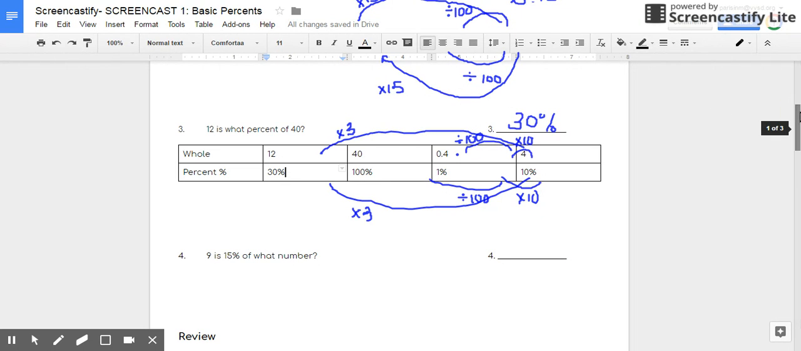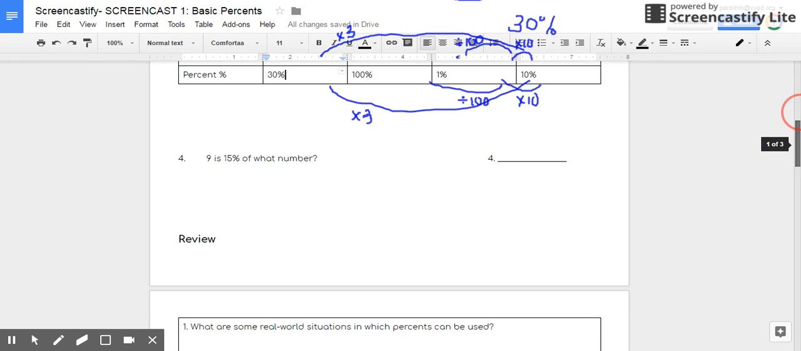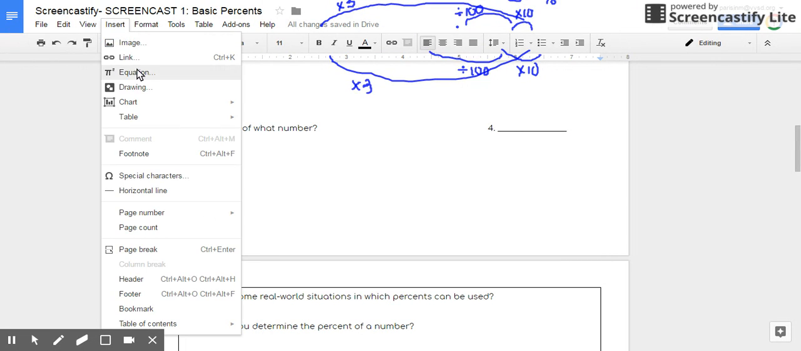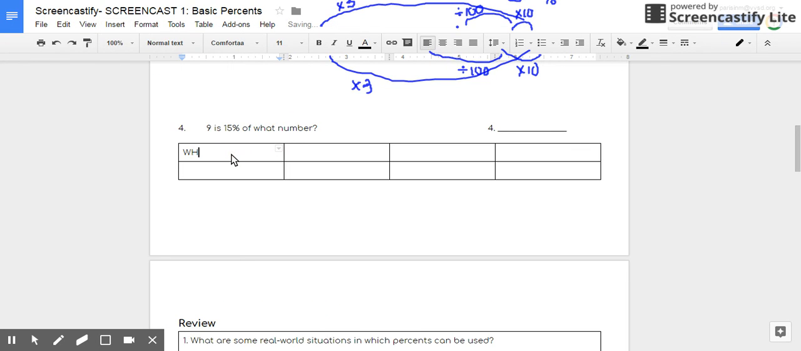Now in question number 4, it is asking 9 is 15% of what number? So again, I'm going to set up our table to try and set up equivalent ratios. My numerator is still going to be the whole. My denominator is still going to be the percent. This time we know that 9 is 15%. So I can type in 9 is 15%. We are trying to find what number, so we are trying to find the whole 100%.